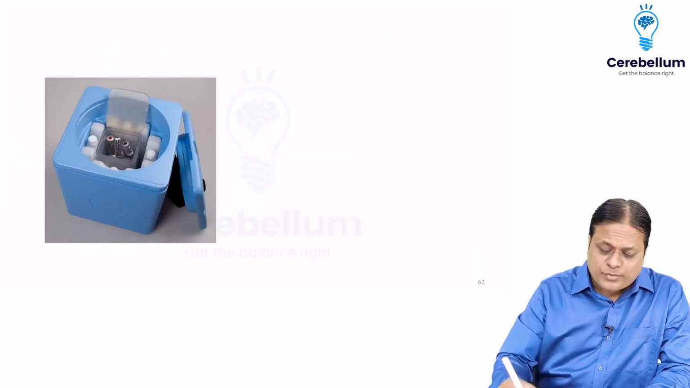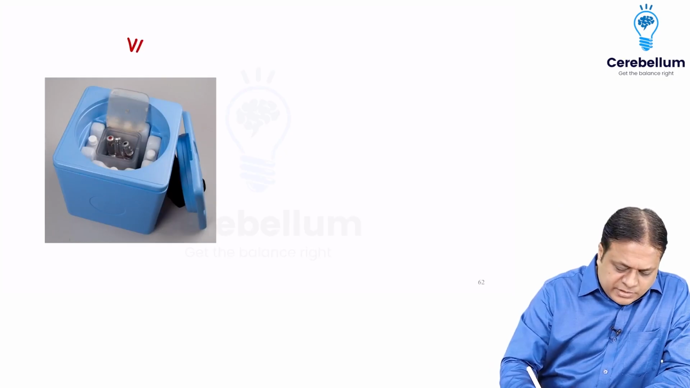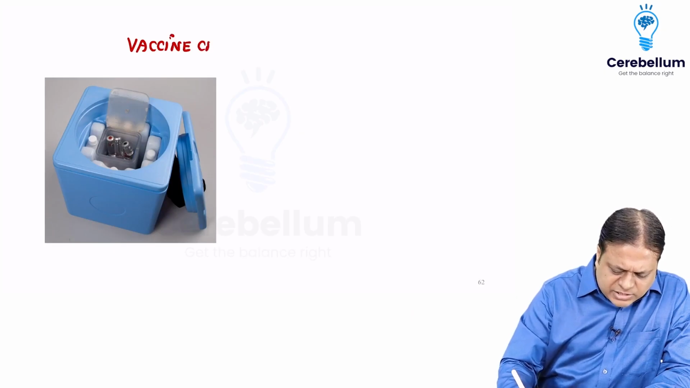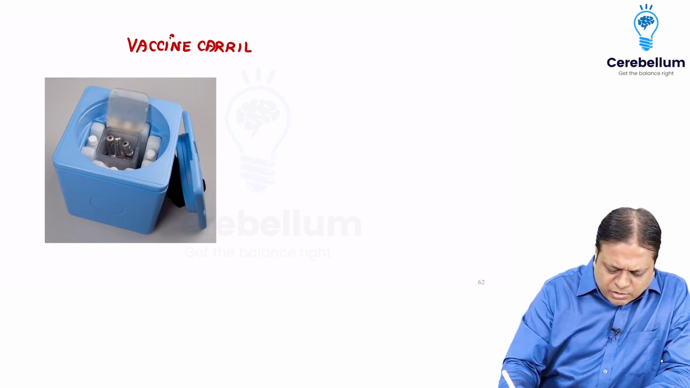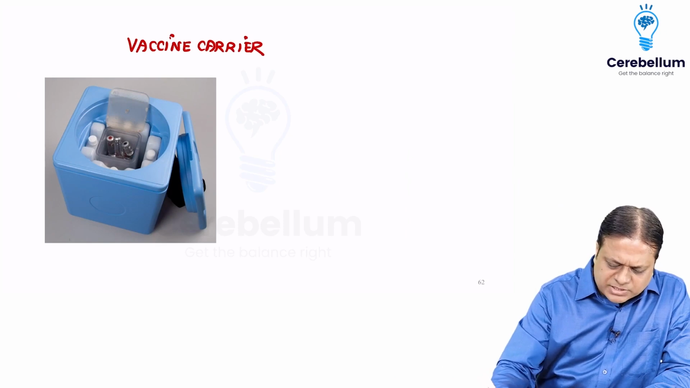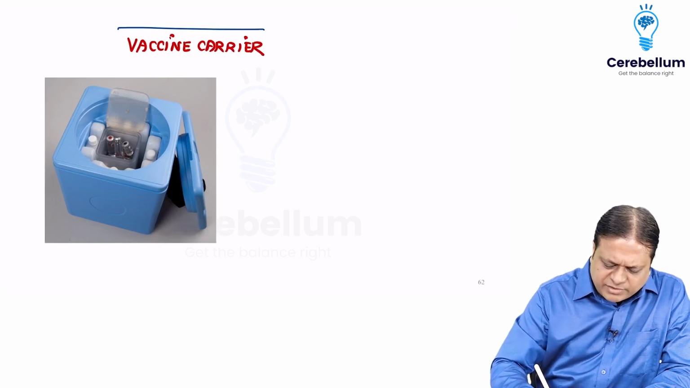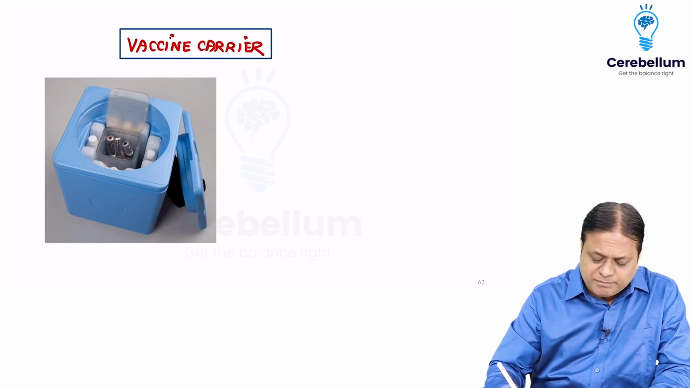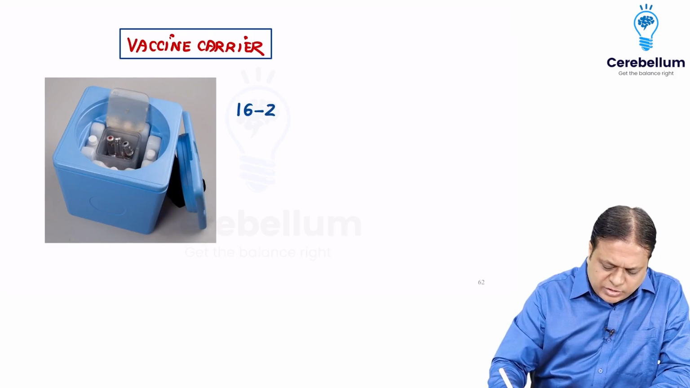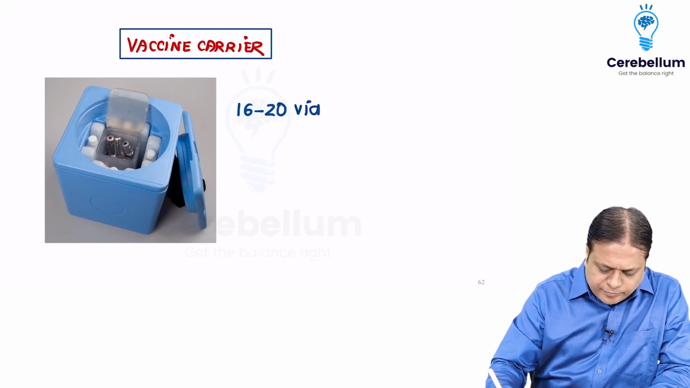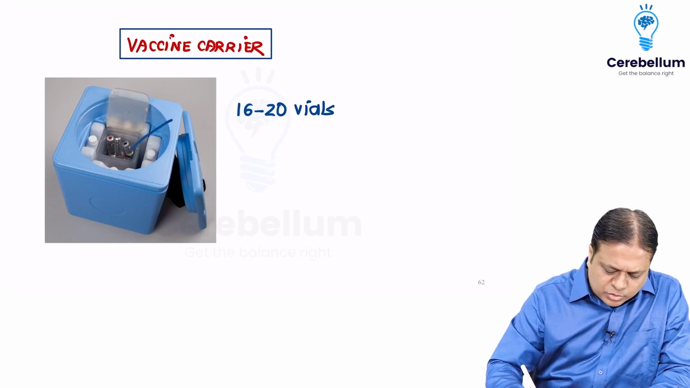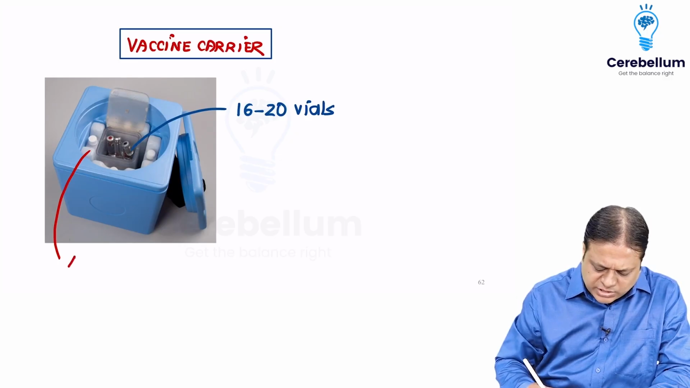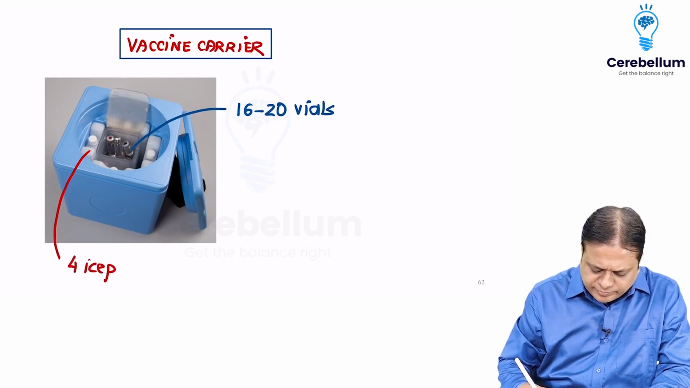Vaccine carrier. Instrument used to carry vaccine from primary health center to the sub-center or village for immunization purpose. Now, how many vaccine vials it can maintain the temperature of is 16 to 20. And how it is going to do that is by using 4 fully frozen ice packs.